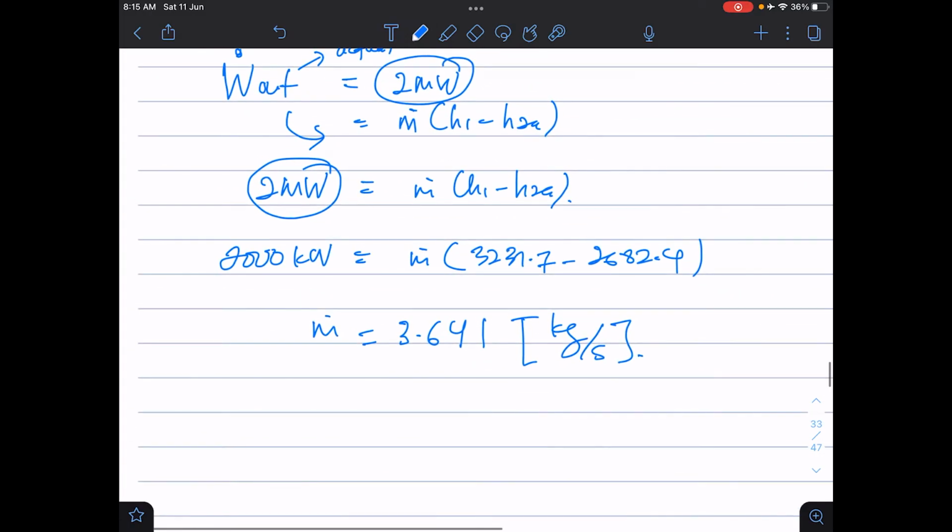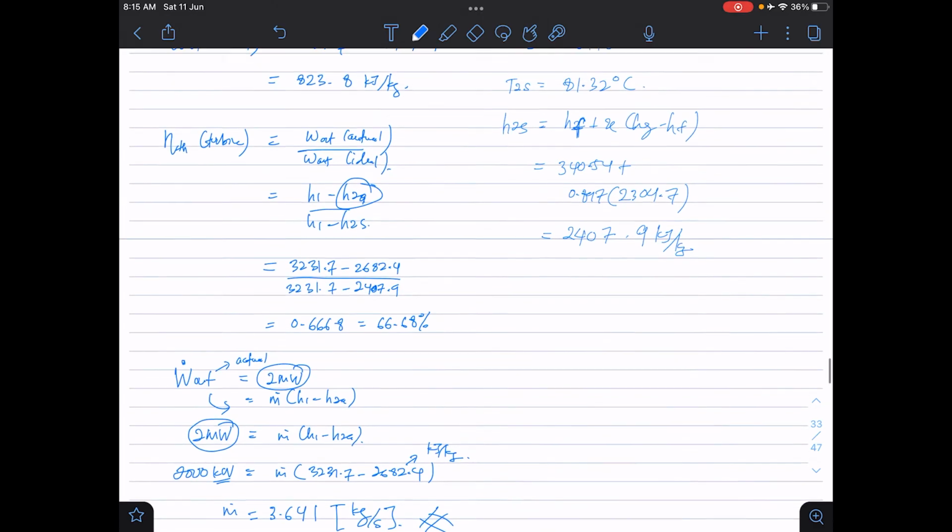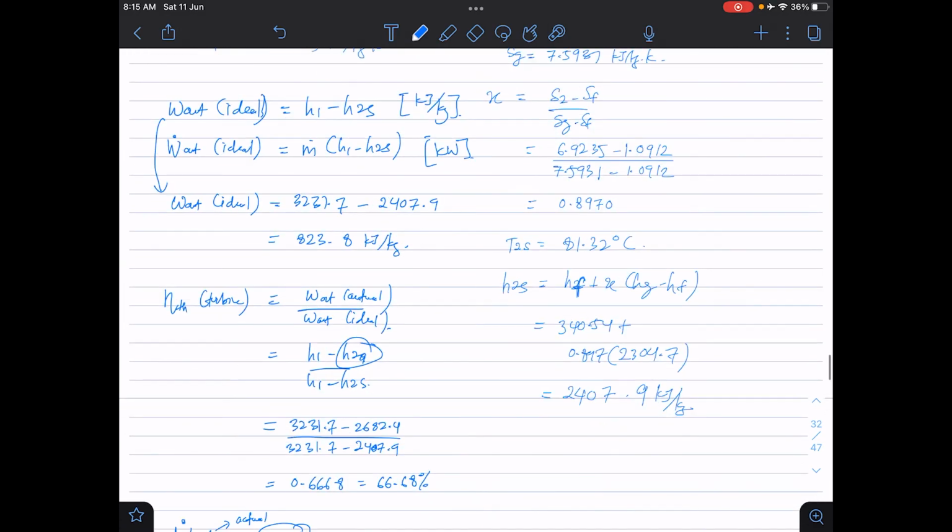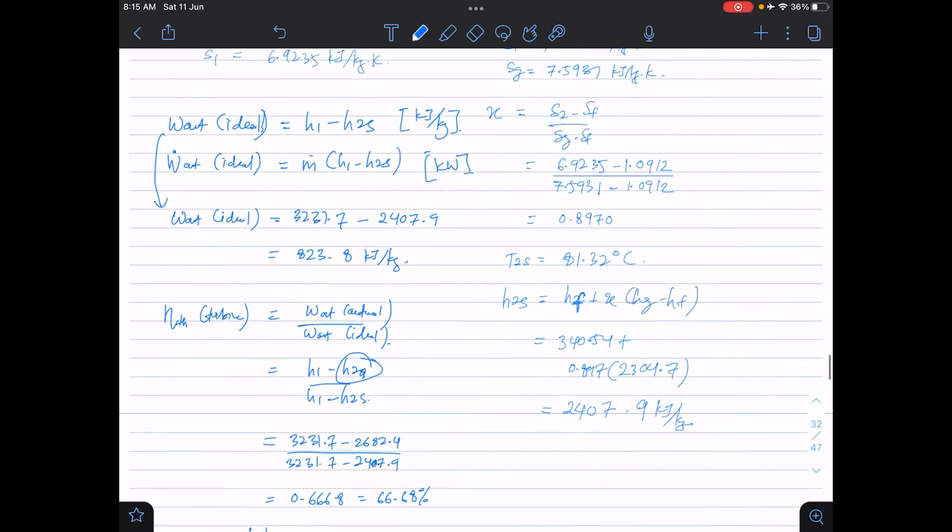Alright, so be careful with the unit because this is kilowatt. Don't ever put K in your calculator also, okay? Because this one is already kilojoule per kilogram. Okay, so this is the example of the isentropic efficiency of the turbine.